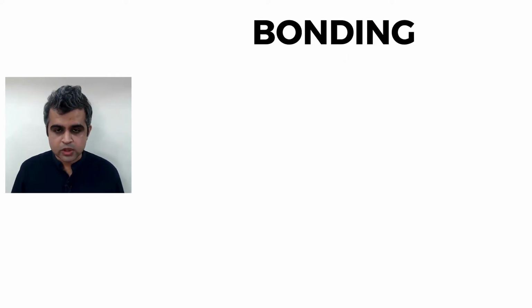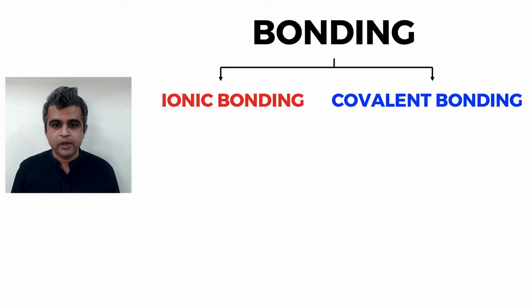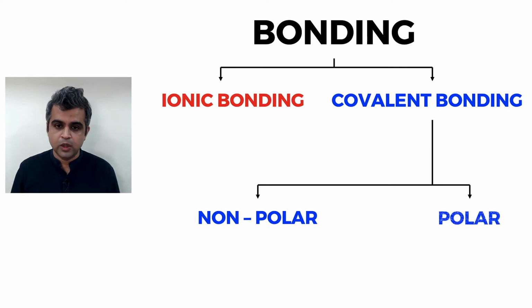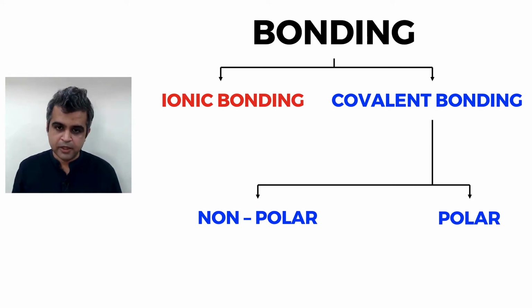So dear students, now the important thing as far as biology is concerned for you is this: whenever bonding is discussed, it will mostly be either ionic bonding or covalent bonding. Covalent bonding is, as we just saw, further of two types. It can either be non-polar or polar. So this much is now very clear to everybody.